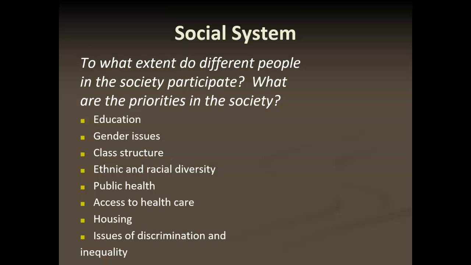Sometimes there's a class system that's very specific and includes and excludes groups of people. That can be formal and informal. What are the priorities in the society? What is it that the society chooses to focus on? And how do the following things tend to play out in a society in terms of access, availability, and services?